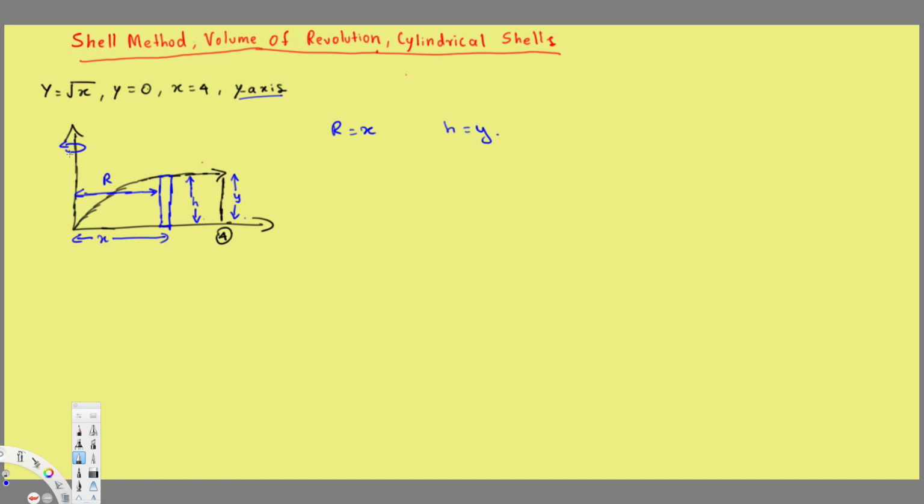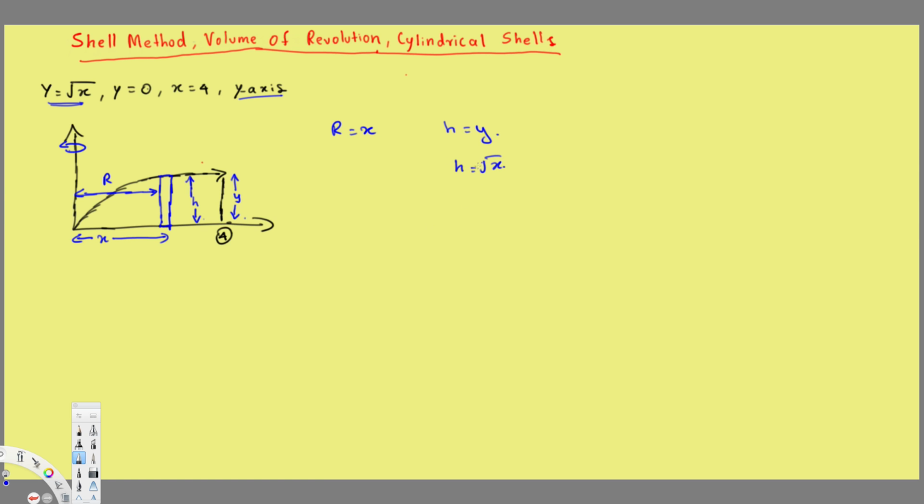But when we rotate something around the y-axis, we have to write everything in terms of x. Here, if you notice, h is in terms of y, so we have to convert this into x. In the given function, y is equal to square root of x, so we can write h is equal to square root of x.